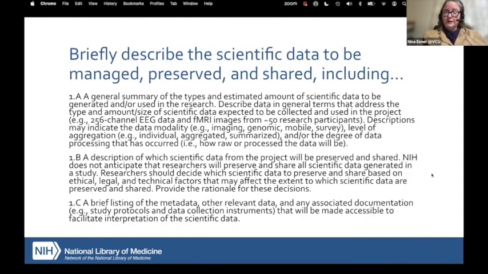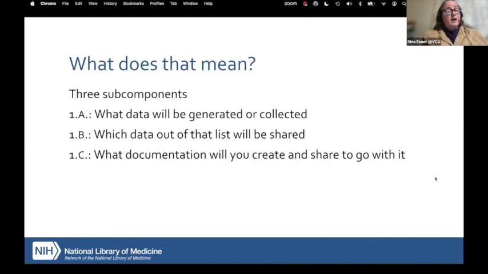The policy tells us that element 1 should briefly describe the scientific data to be managed, preserved, and shared. And then it gives us a lot of different words. It's a very wall of text. That wall of text is really talking about 3 subcomponents to data type.